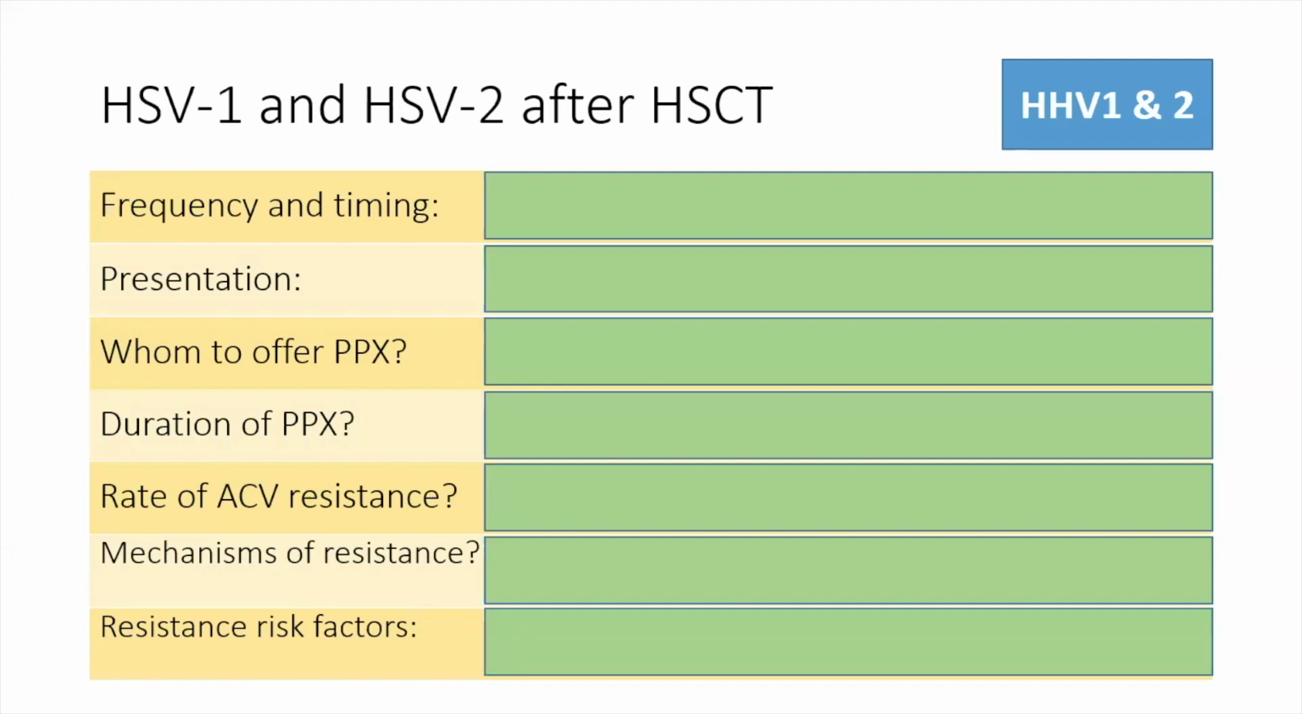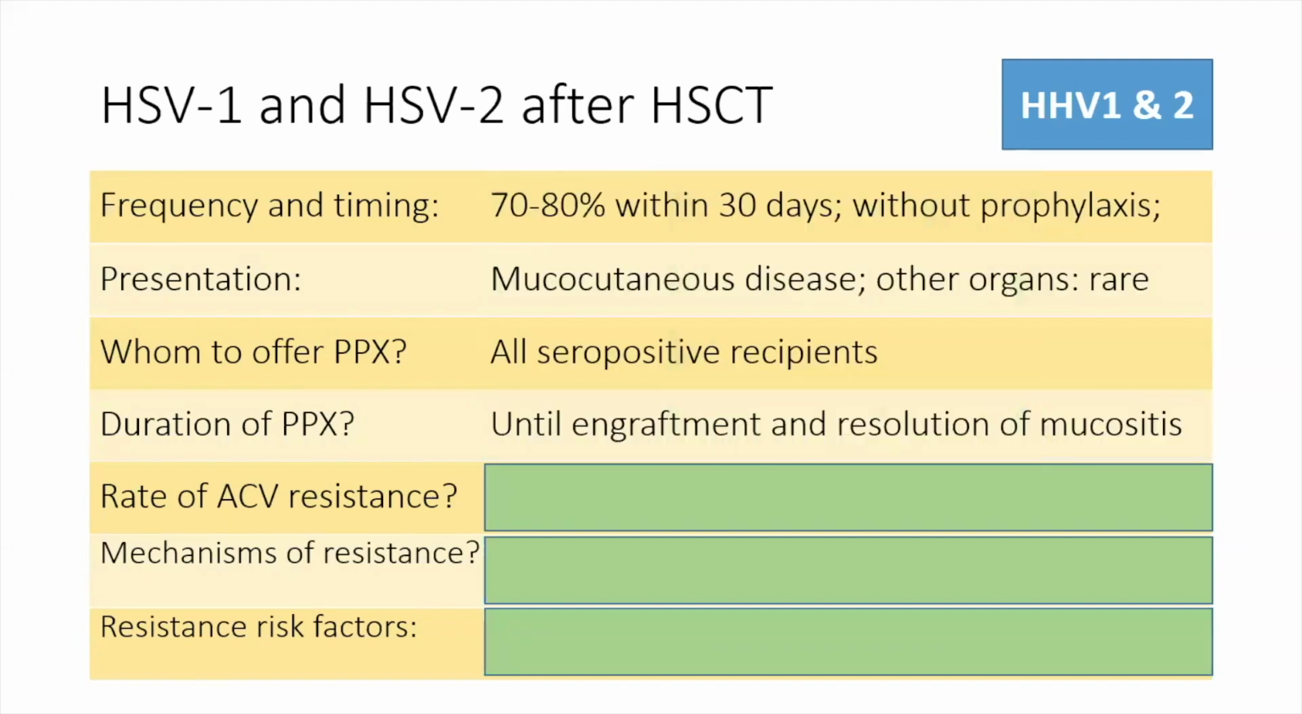So without prophylaxis, HSV1 and 2 may reactivate in 80% of transplant patients, and that normally happens in the first month post-transplant. And the presentation, as you know, is mainly mucocutaneous disease. We offer prophylaxis to all seropositive recipients, and we give it until engraftment takes place, or if there is any mucositis, until that episode resolves.